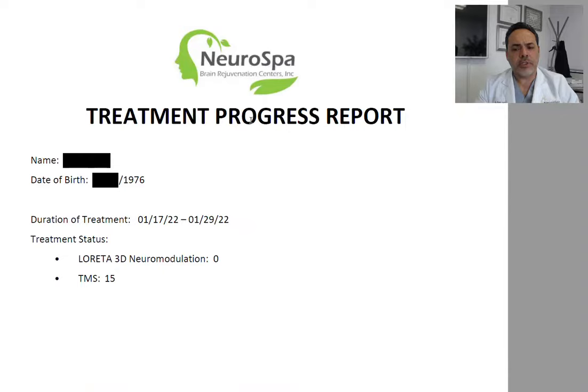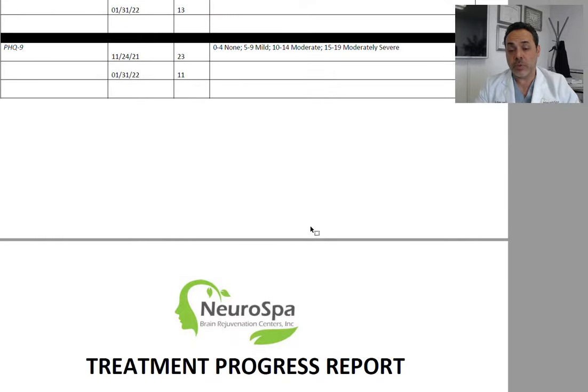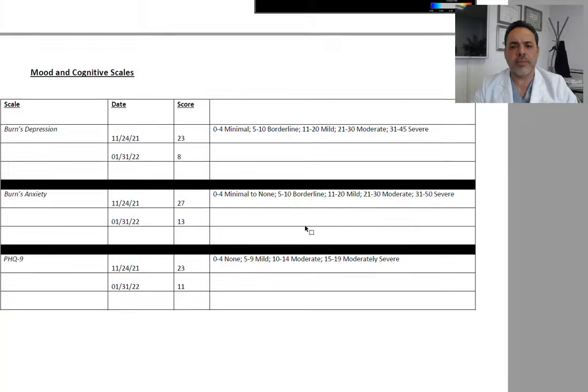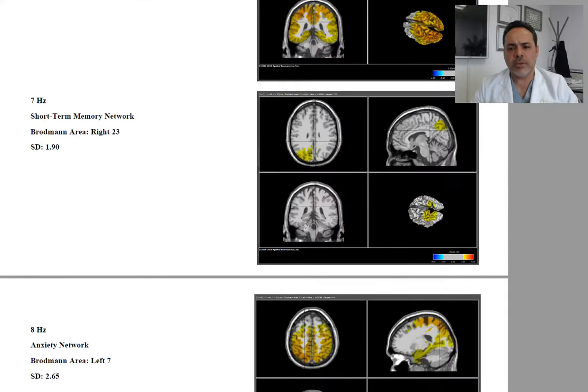Here is another patient in his 40s who came to us suffering from severe anxiety, sleep disorders, and insomnia. And just to give you a glimpse, his depression scores went from 23 to 8. Anxiety scores were less than half. And this is not even complete stimulation sessions. This is less than 30 sessions. PHQ-9, again, a standardized score of depression, went from 23 to 11. And what do some of the objective tests show?